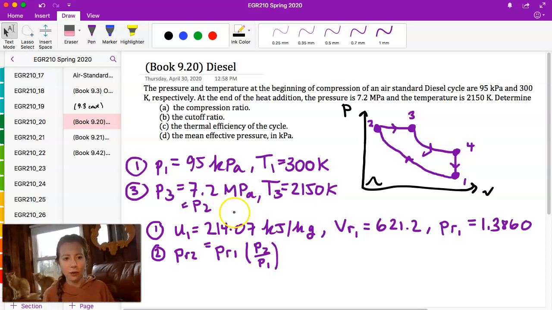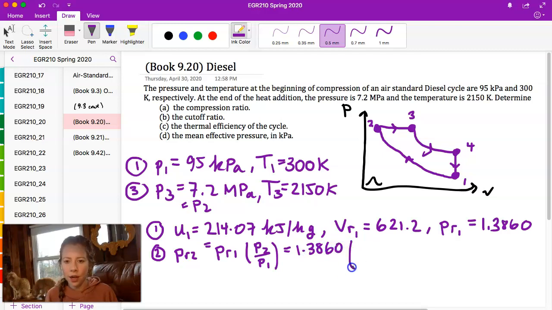Same compression ratio, r. And so there we take our Pr1, which is 1.3860, times P2 over P1, which is 7,200 over 95. And that's going to be 105.04.